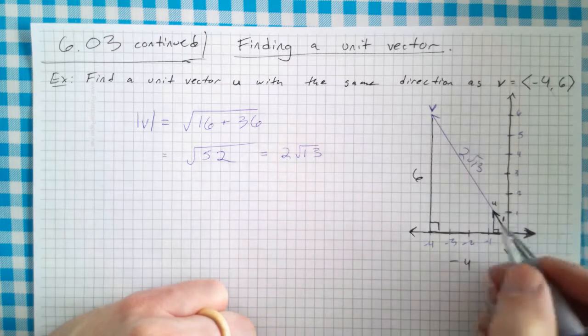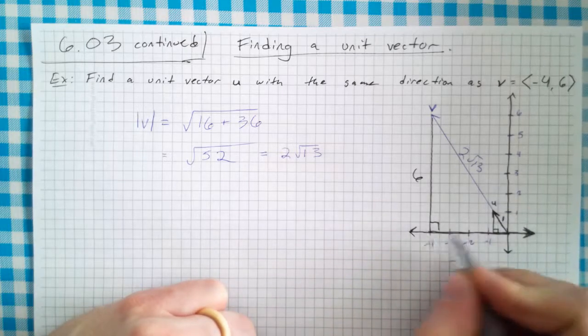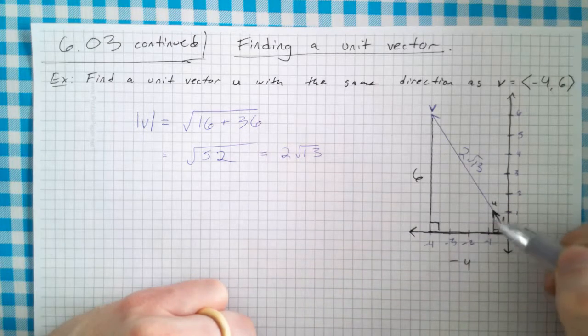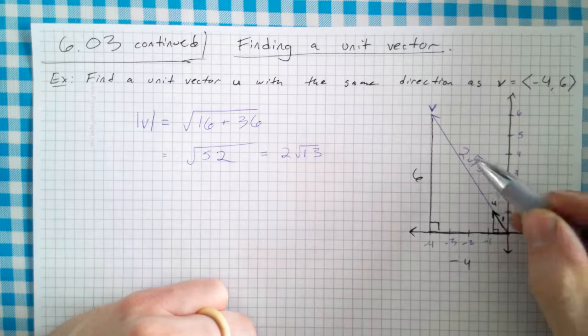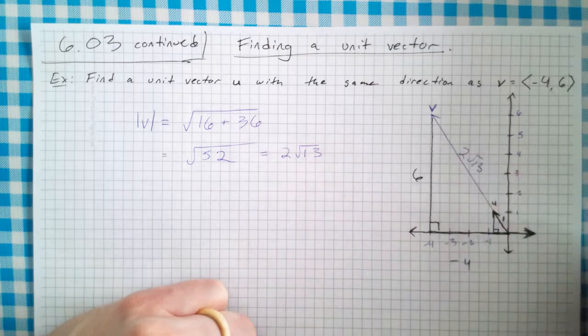So if I knew my x coordinate of u, I could multiply it by 2 root 13, and that would give me the x coordinate of v. And the same thing with the y's, right? If I knew the y coordinate of u, I could just multiply that by 2 root 13, and that would give me the y coordinate of v, or the height of this triangle here.